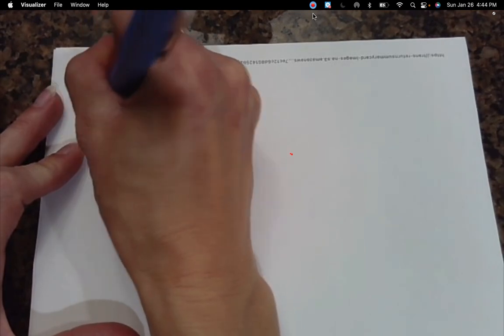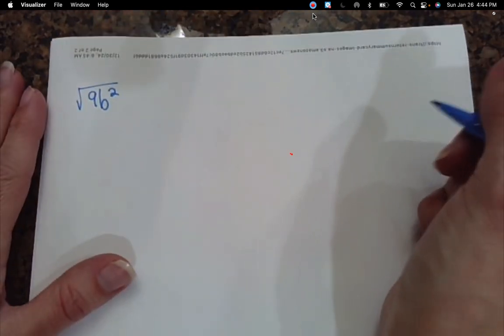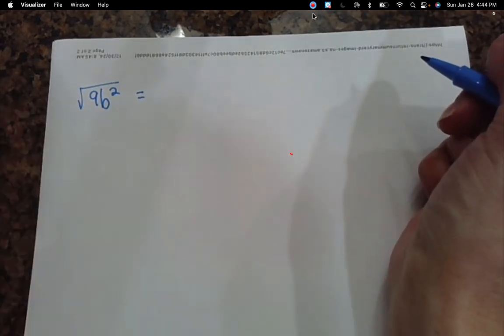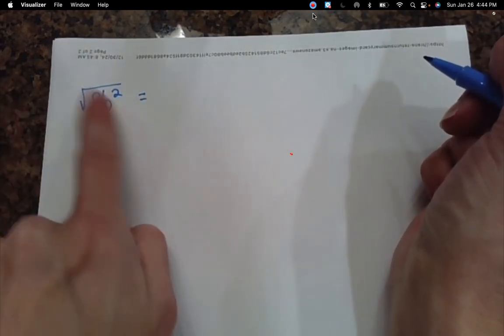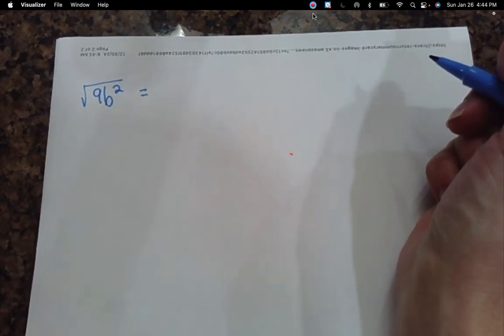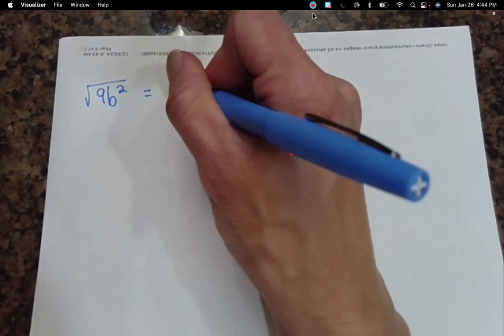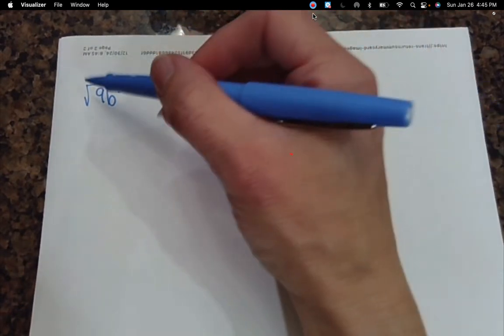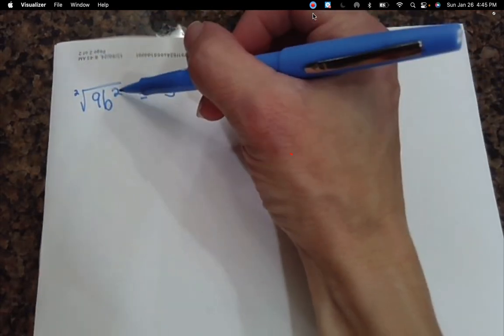So if I have the square root of 9b squared, on this one, for the number, you take the square root of it. For the variable, it's basically dividing. So on this one, what is the square root of 9? Well, it's 3. And if you need to put a square right here, you can. That's a square root. What is 2 divided by 2?